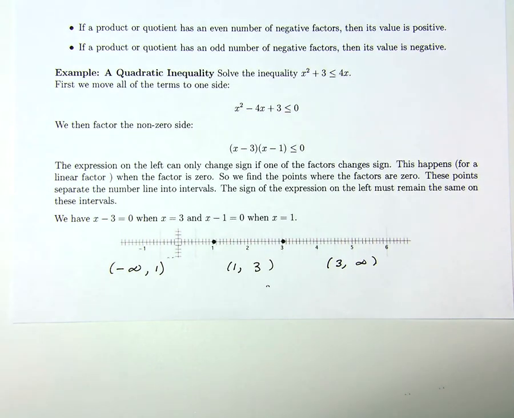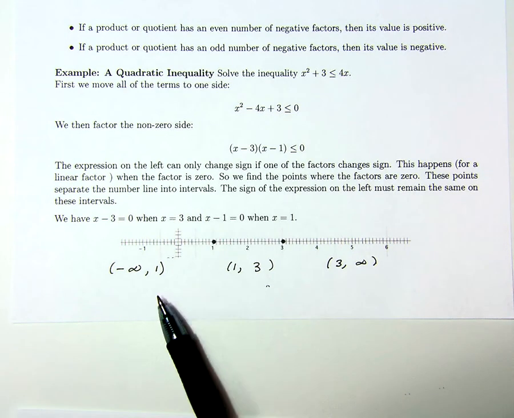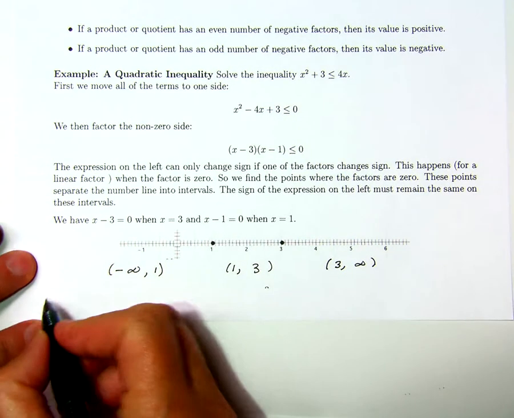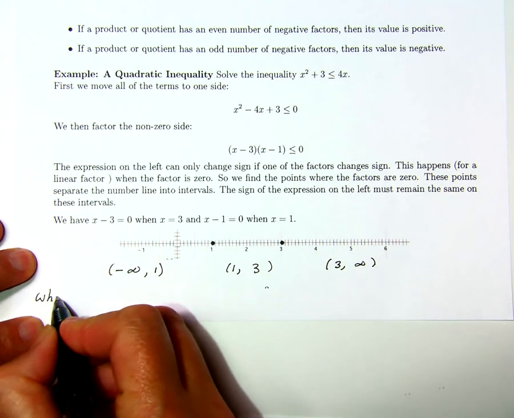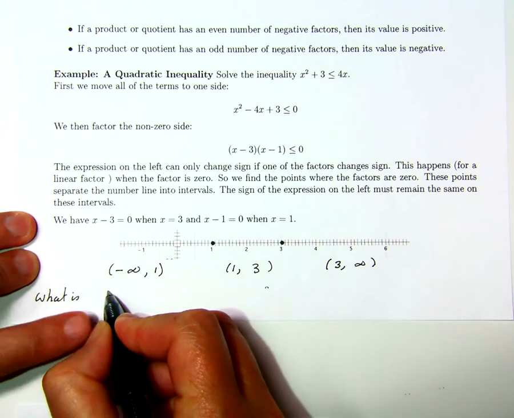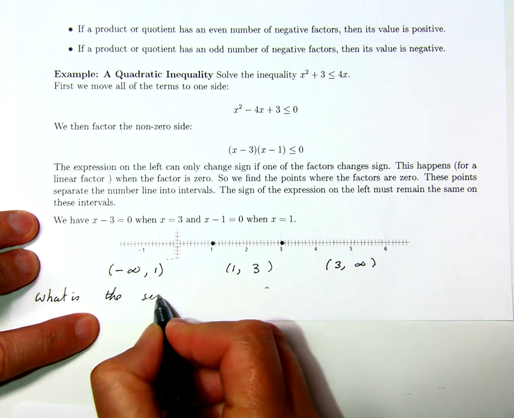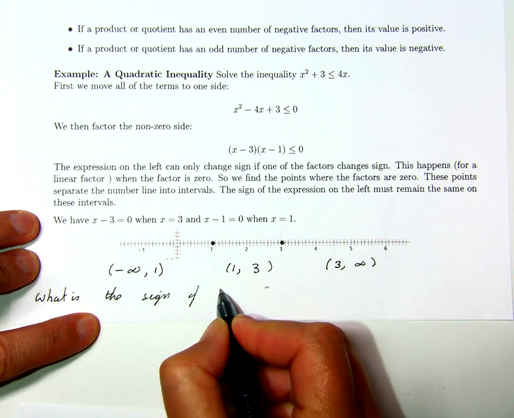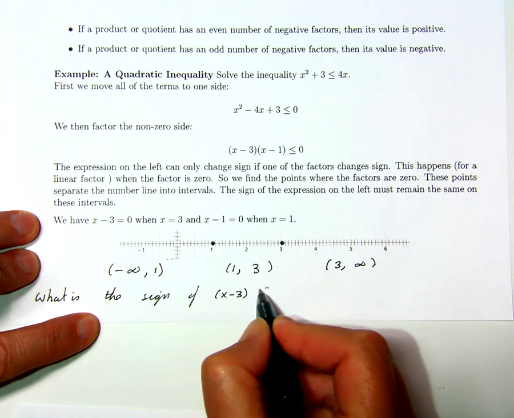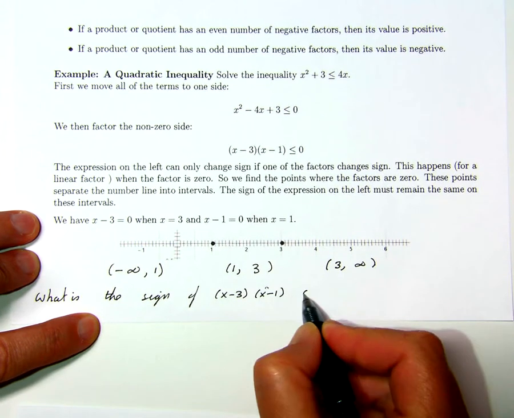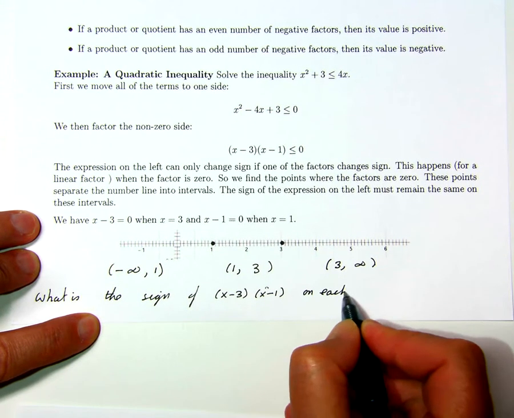So our next task is to identify the sign of the product on each of these subintervals. So our next question is, what is the sign of x minus 3 times x minus 1 on each subinterval?